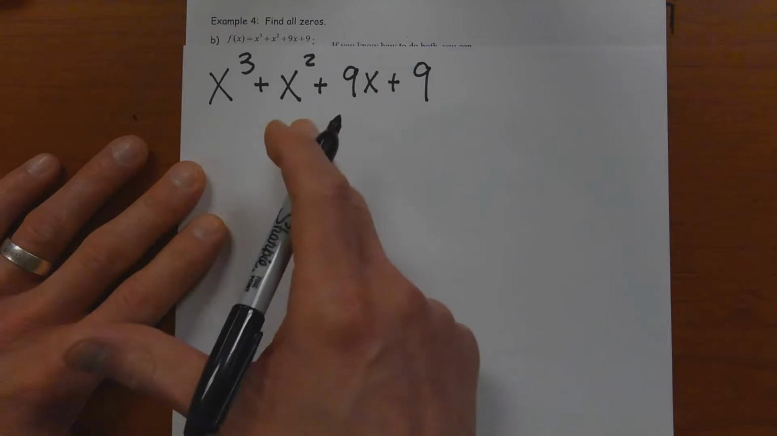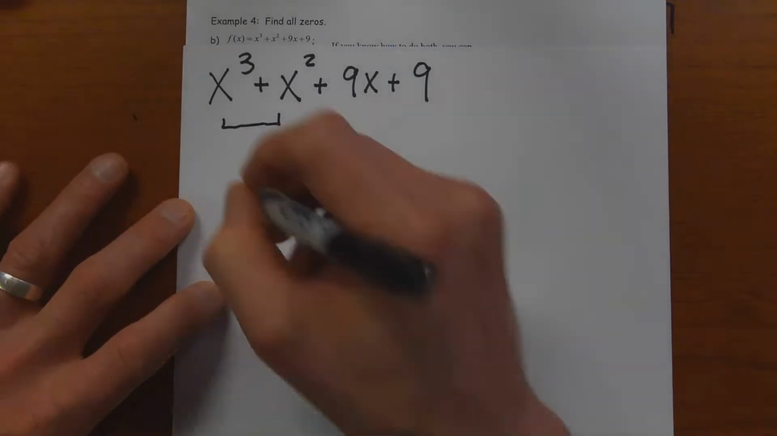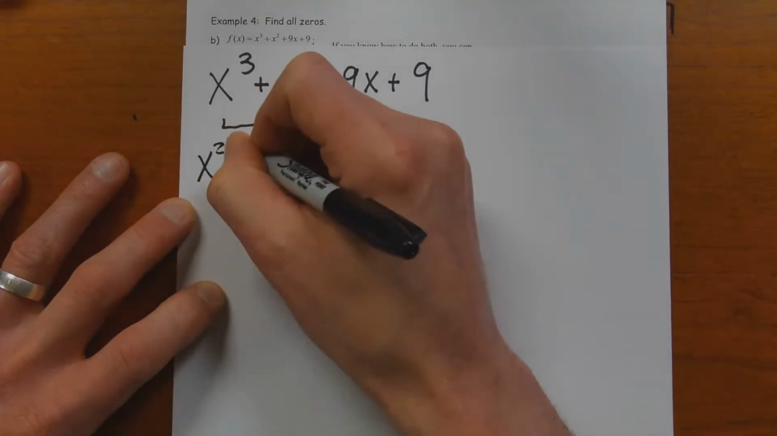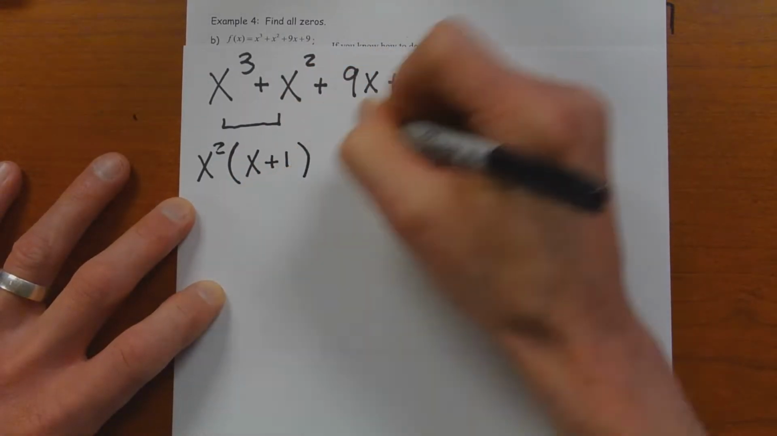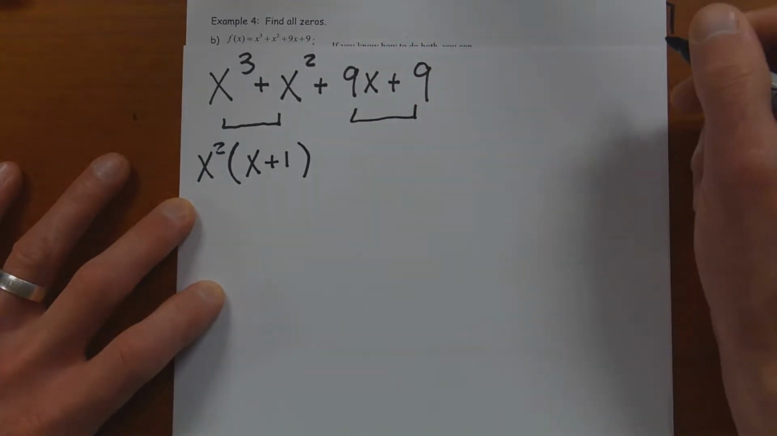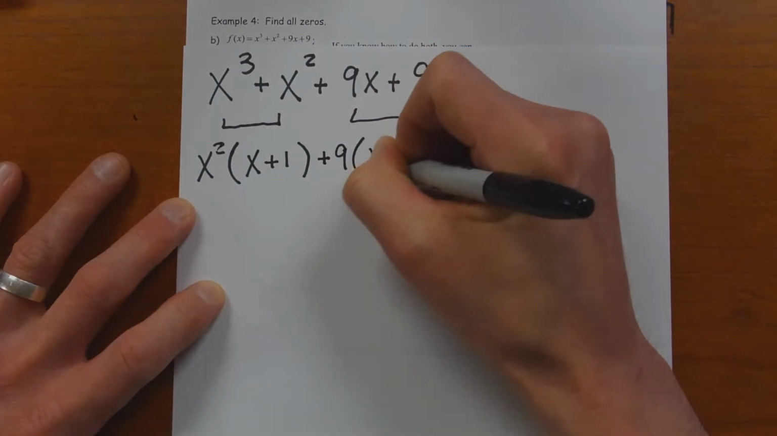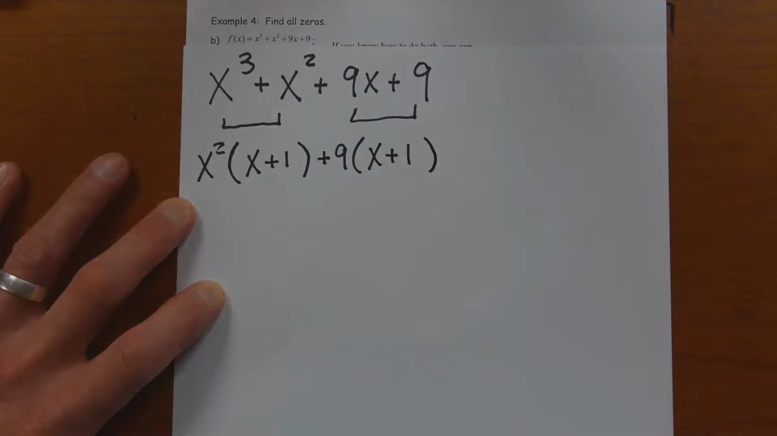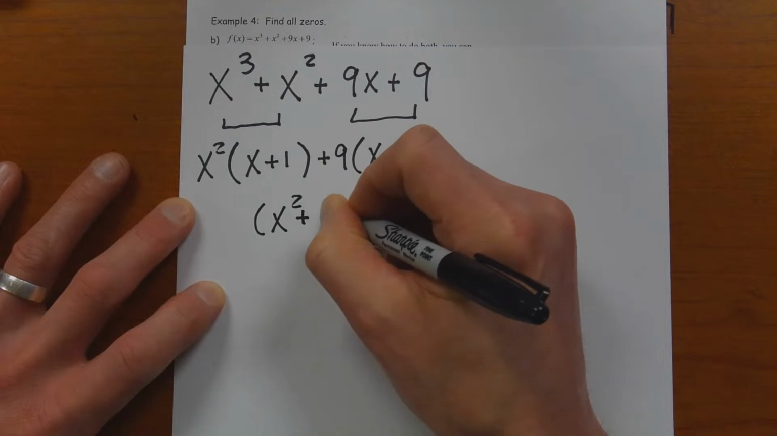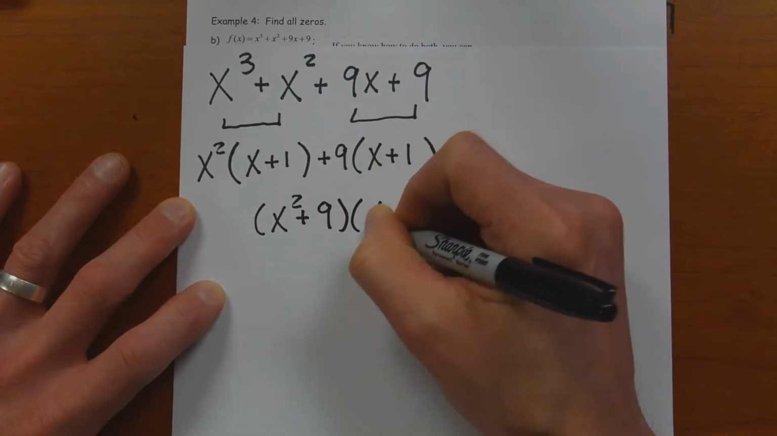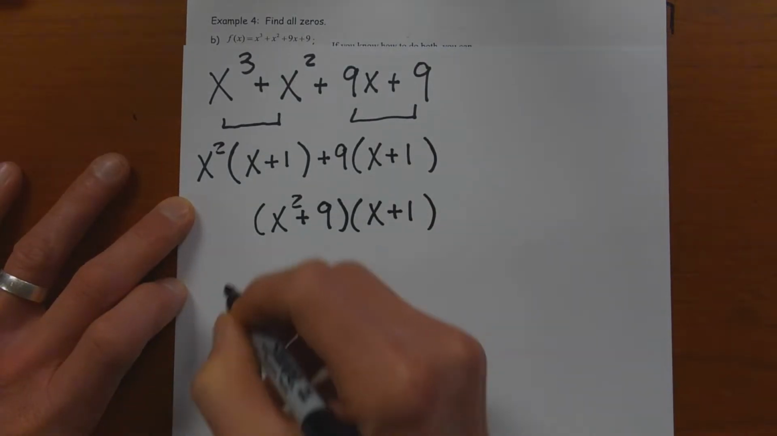Now, look here. We have 4 terms, 1, 2, 3, 4. A lot of times that means we can factor by grouping. Out of this group, we could factor out an x squared. And that would leave us with x plus 1. Out of this group, looks like we could factor out a positive 9. And that would leave us with x plus 1 again. Let's now group the outside terms, that being the x squared and the positive 9, and keep one set of the matching parentheses. Well, now we can set these equal to 0 and solve.